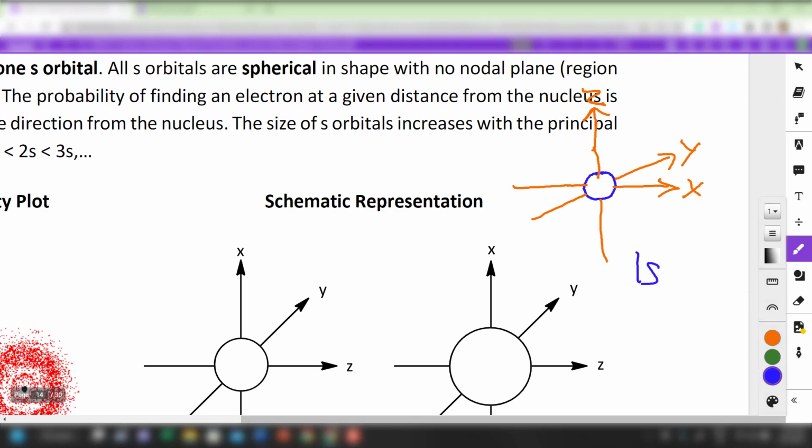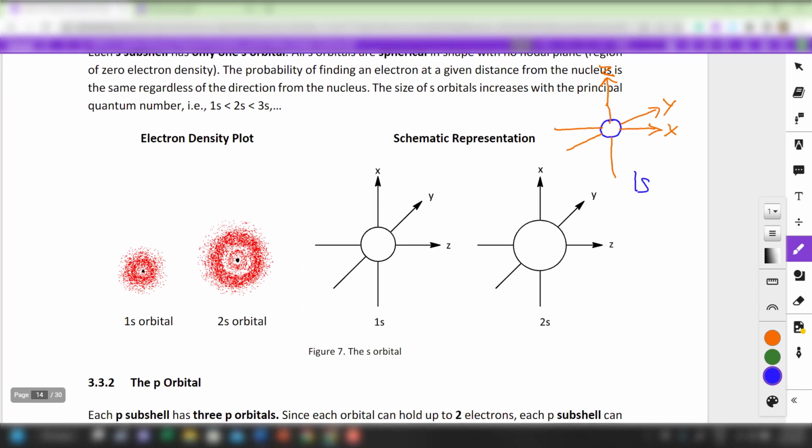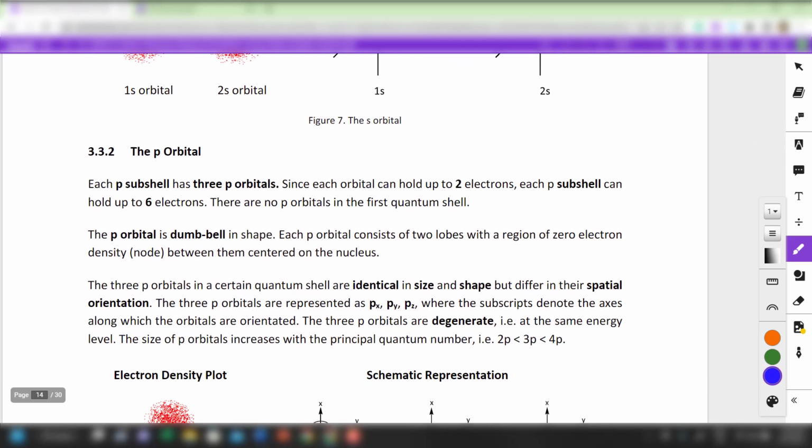Just take note that if you are required to draw both 1S and 2S, make sure that your 2S is bigger than your 1S. This is quite important. Let me emphasize, make sure your 2S is bigger than your 1S, because your 2S is a more diffused orbital as compared to 1S. So it has to be bigger in shape. The size matters, so do remember that.